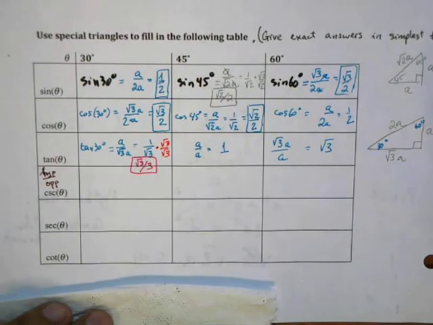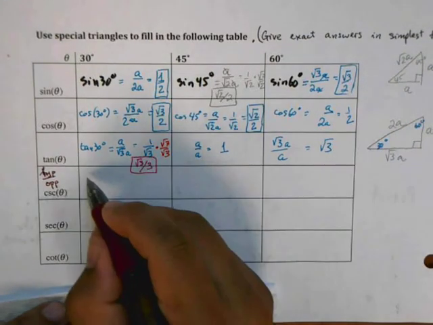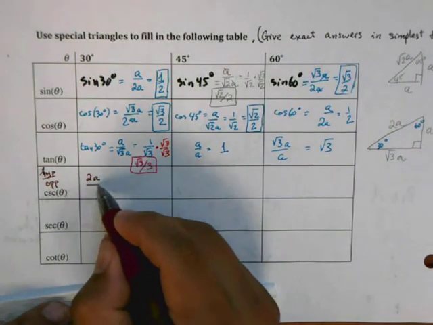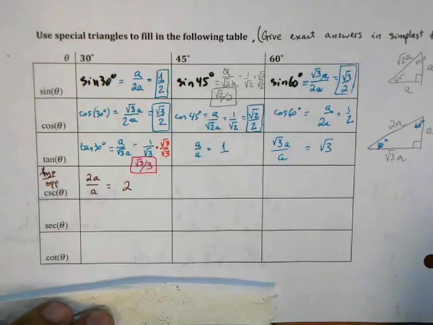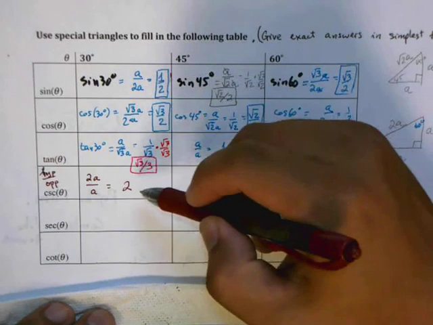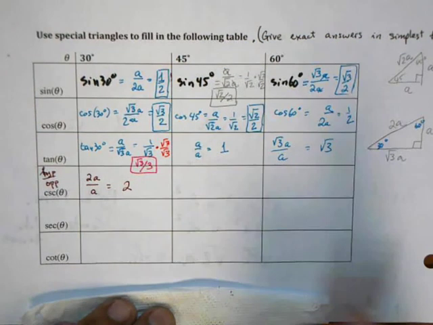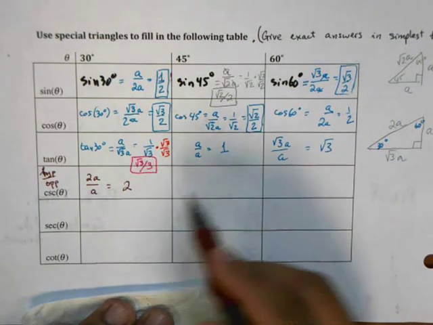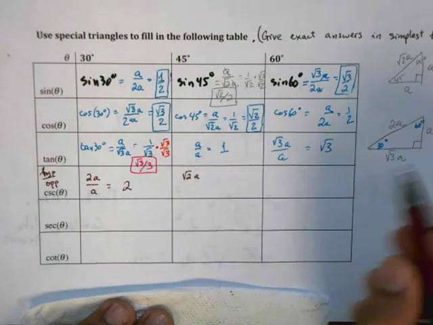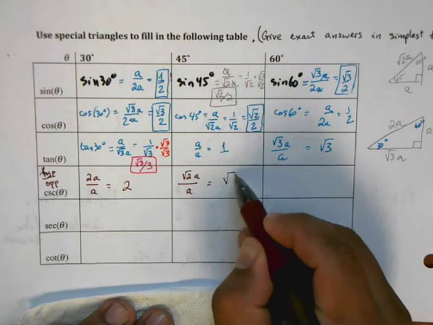Looking at the cosecant of 30 degrees, the hypotenuse here is 2a, and the opposite side is a, so that comes out to 2. And we can also compare these two right here. The sine of 30 is 1/2, so the cosecant of 30 should be the reciprocal of that, which is 2. How about the cosecant of 45 degrees? That's the hypotenuse, square root of 2a, over the opposite side, which is a, and that simplifies to just square root of 2.